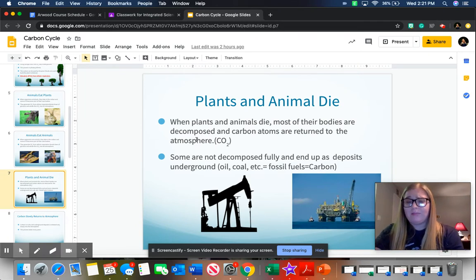So when plants and animals die, most of their bodies are decomposed and the carbon atoms are returned to the atmosphere. Some that are not decomposed end up as deposits, so it can turn into fossil fuels such as oil, coal, etc.